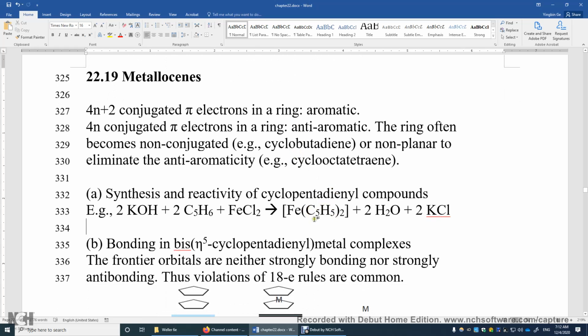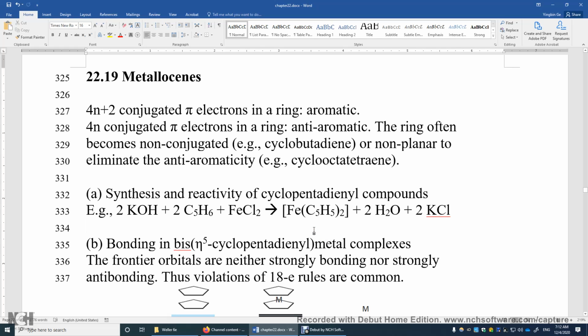C5H5 is an anionic ring structure and it's aromatic. In this transition metal complex, this iron is actually iron 2+. And you have one negative charge on each of these 2 ring structures. So it's C5H5 minus. Really, it's CH, double bond, CH, single bond, CH, double bond, CH, and then CH minus. And then you form a ring structure.